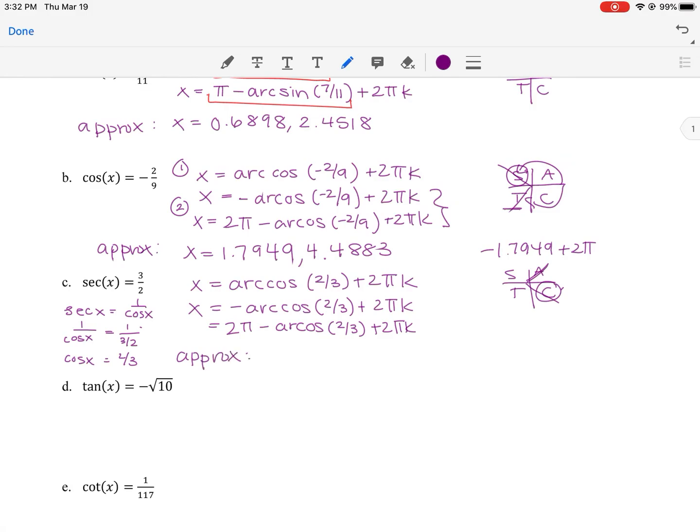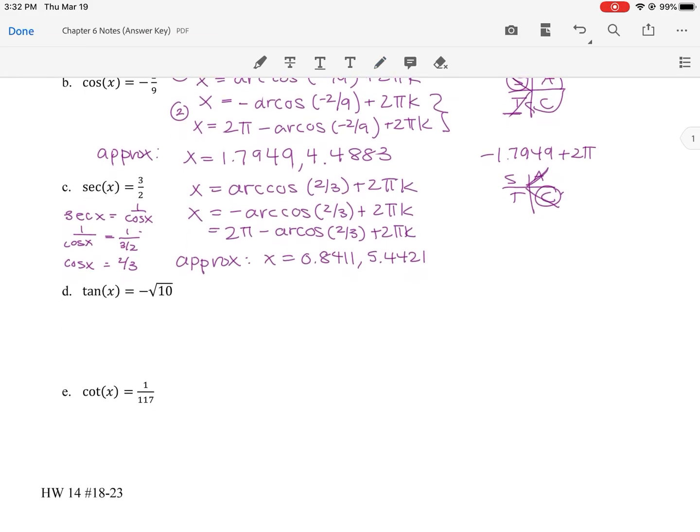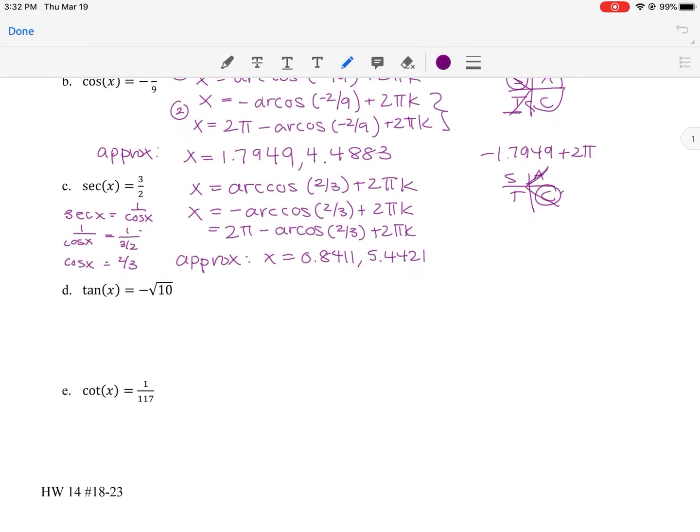Okay, once again, if we're trying to approximate, at that stage we're typing things in our calculator. So you type in the inverse cosine of 2/3 and you get x equals 0.8411. Do the same thing with the 2 pi minus that answer, and we get 5.4421. Okay, let's now look at tangent.